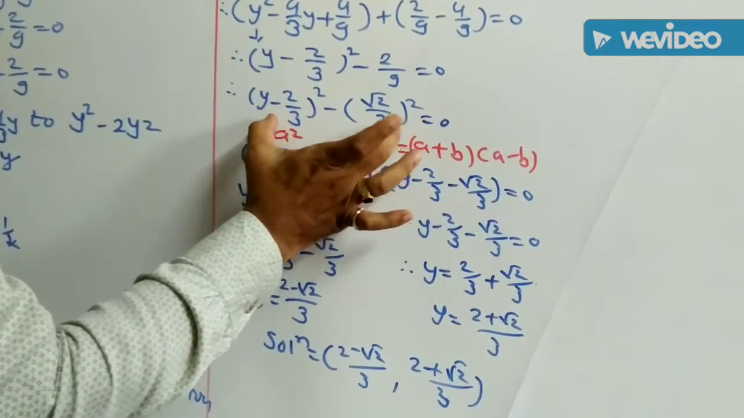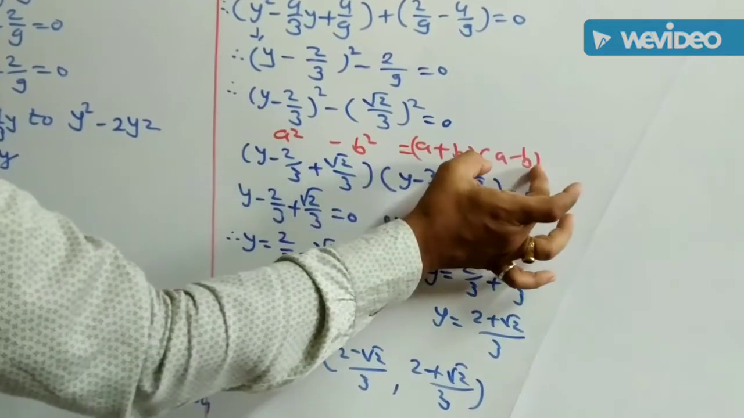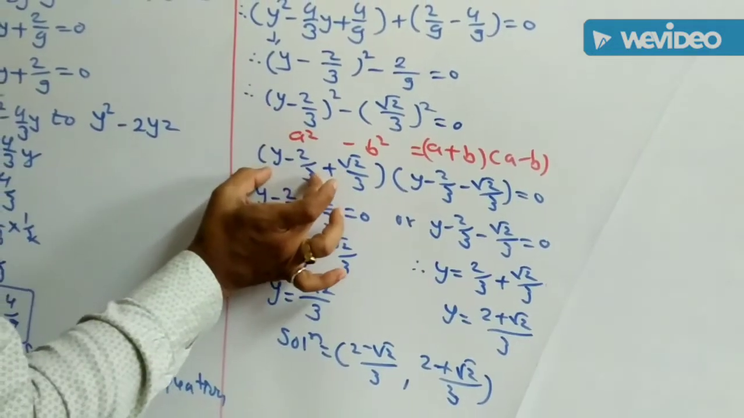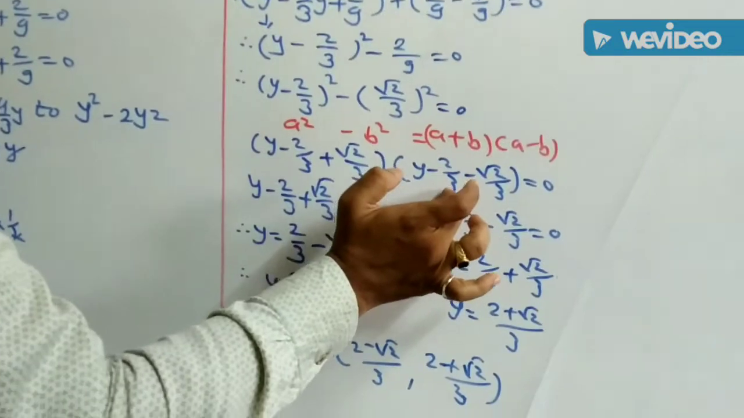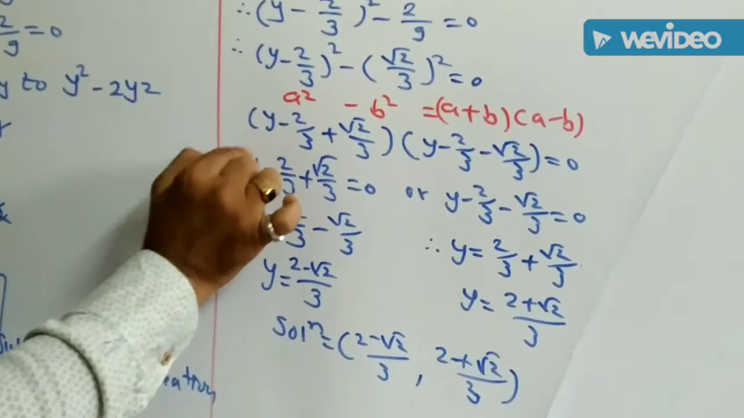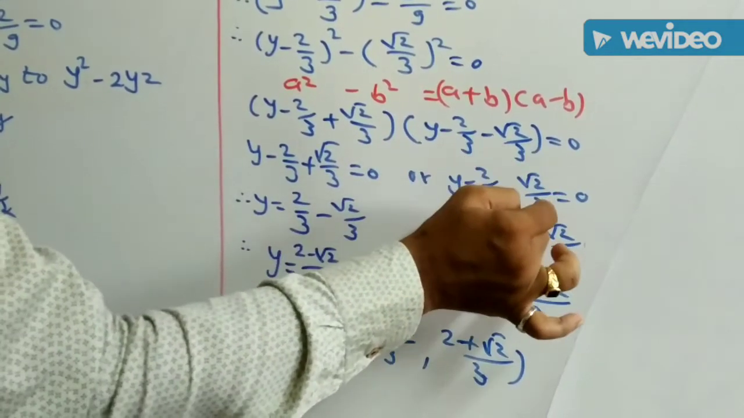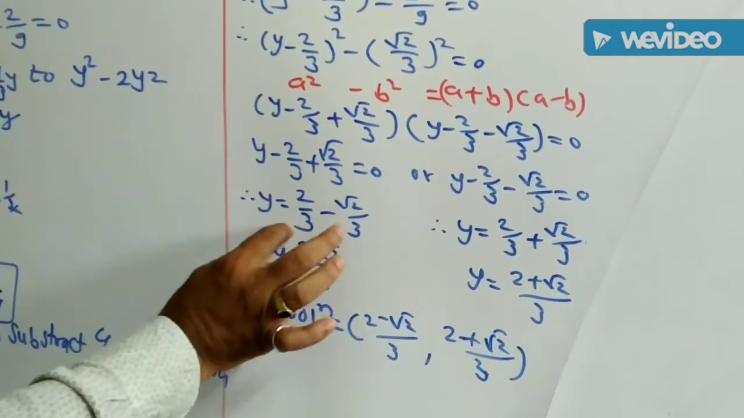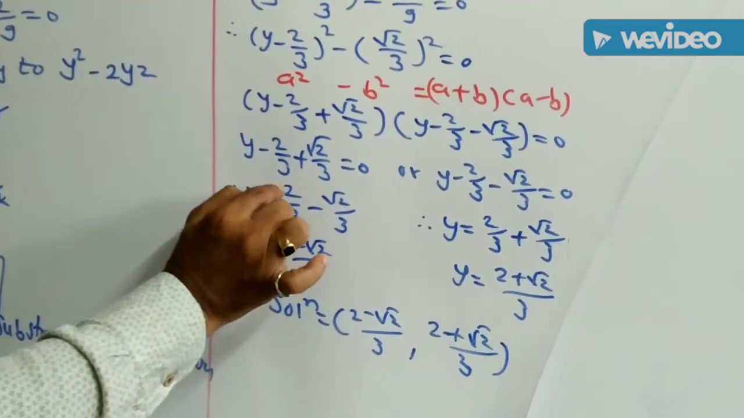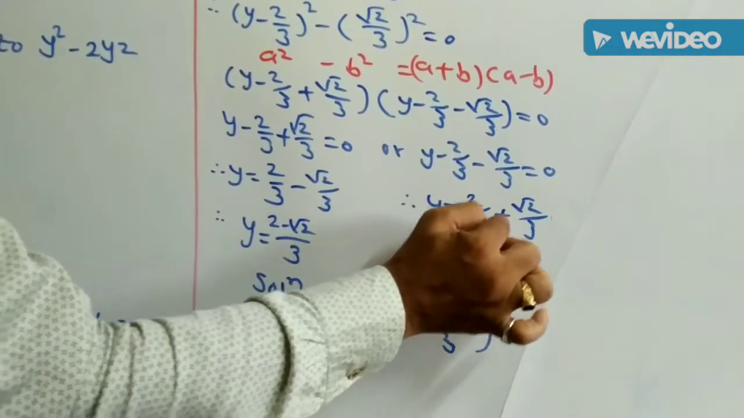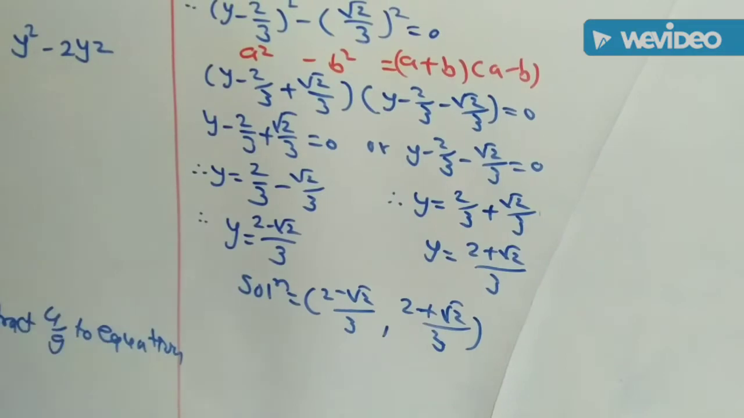This 2 upon 9 is the square of root 2 upon 3. Now this equation is in the form of a square minus b square. We write the factors in the form a plus b, a minus b. Instead of a, write y minus 2 upon 3, and instead of b, write root of 2 upon 3. So y minus 2 upon 3 plus root of 2 upon 3 is equal to 0, and y minus 2 upon 3 minus root of 2 upon 3 is equal to 0. Minus gets plus, plus gets minus. The denominator is the same, therefore we write 2 minus root of 2 upon 3, and 2 plus root of 2 upon 3, and therefore the solution is 2 minus root of 2 upon 3 and 2 plus root of 2 upon 3.